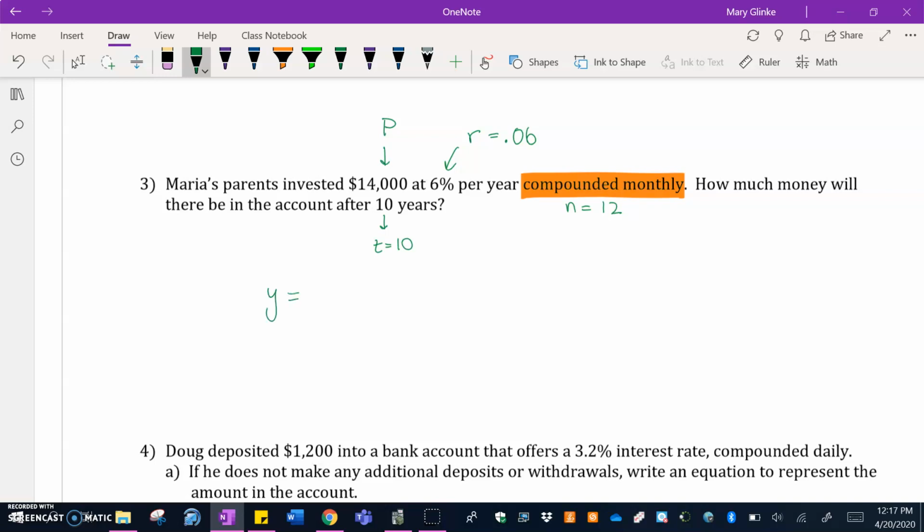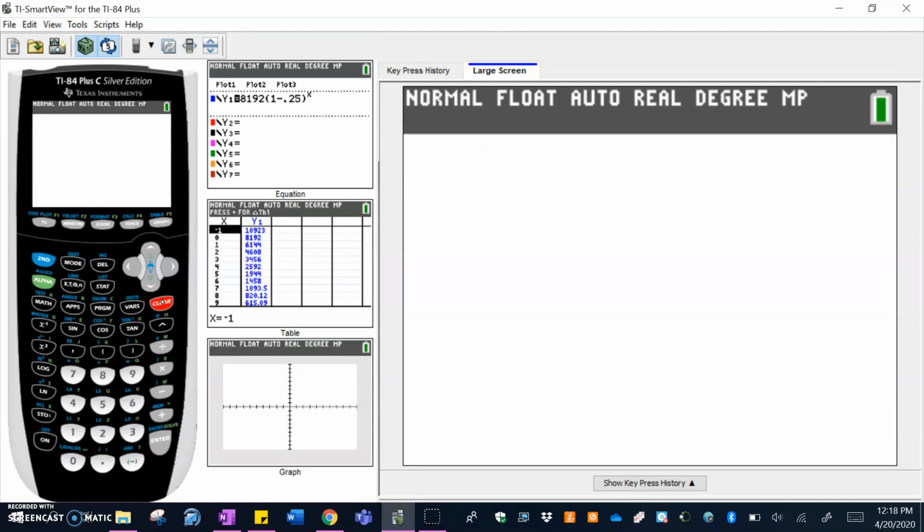So our ending amount is going to equal the principal times 1 plus your rate, which is 0.06, divided by n, and in this case n is 12, all being raised to the n times t. So that's what your setup is going to look like for this one. I also wanted to show you how to type this in on your calculator just because it's slightly different. You're going to type in everything as it is. So we're going to do 14,000 times 1 plus 0.06 divided by 12, because that's r over n. And we're going to close our parentheses, and we're going to write to the.